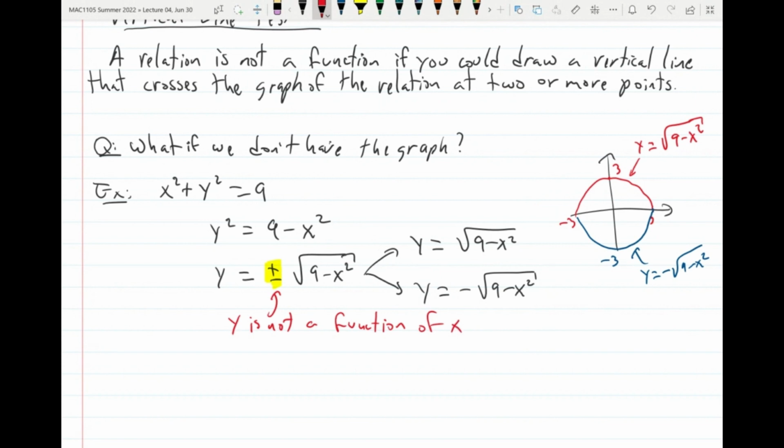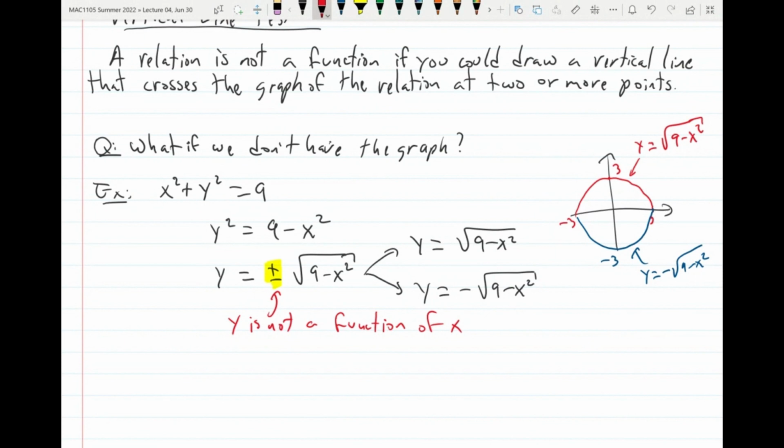And typically this is the way we say it, because you may be thinking about, is x a function of y? But typically when you see x and y, we think of y as being, is it a function of x? In other words, x stands for the domain and y stands for the range. Okay? Unless you're told otherwise.